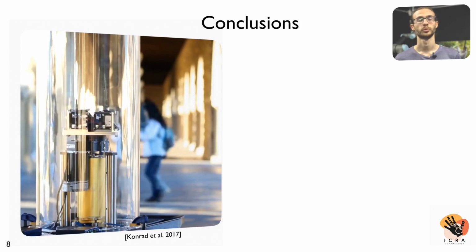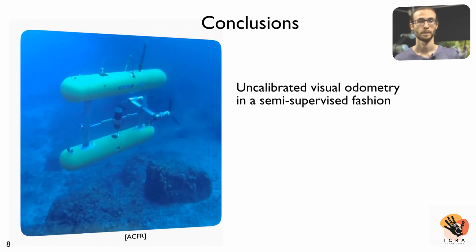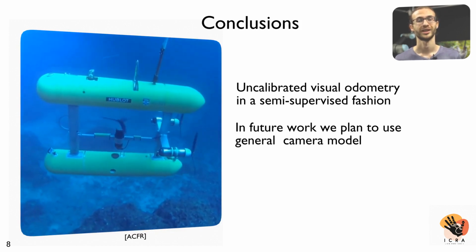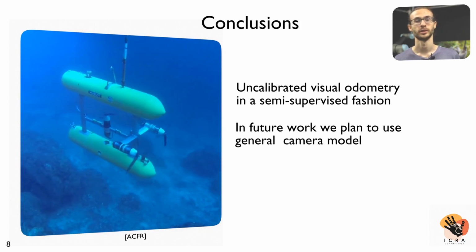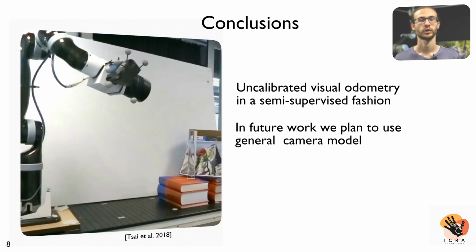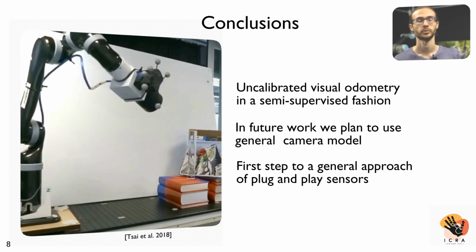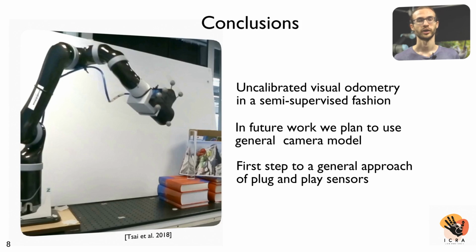In this work, we present NOCaL, a framework that learns visual odometry in a semi-supervised way, without needing to calibrate the cameras beforehand. In future work, we aim to use a general camera model that can accommodate any camera geometry, not just the ones that are well represented as a pinhole. This work is the first steps towards a more general approach to using sensors on robotic platforms, with the goal to be able to plug and play different cameras without the complex task of learning how to calibrate and interpret them.